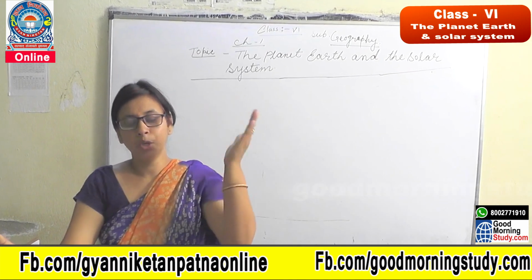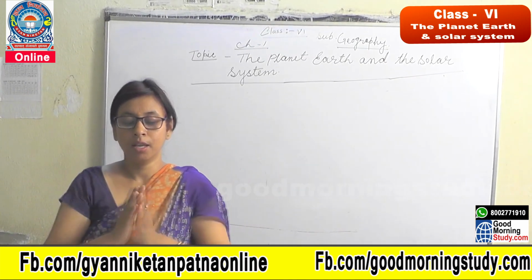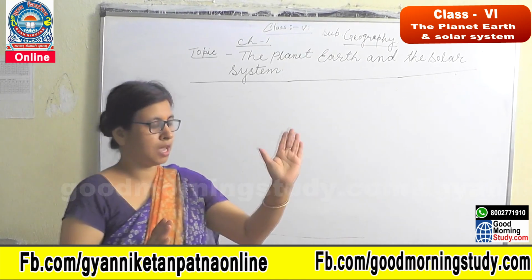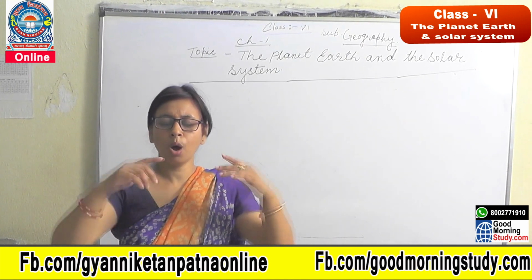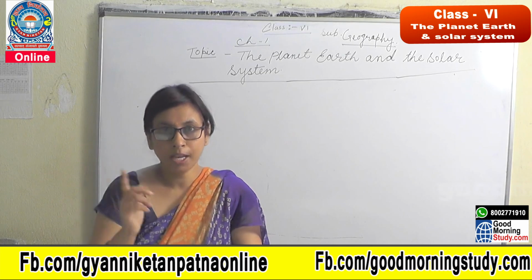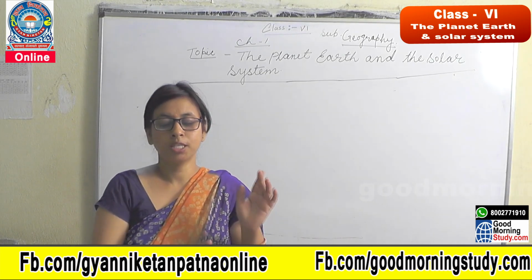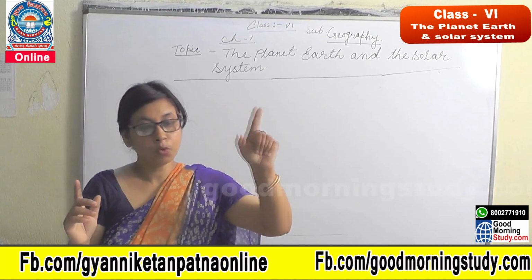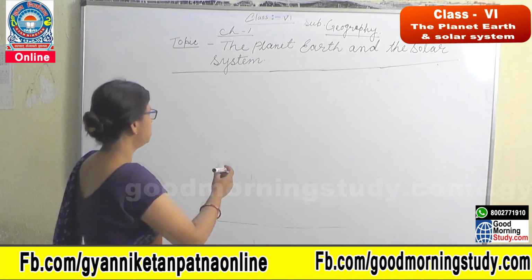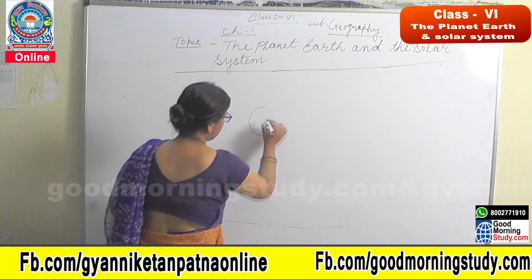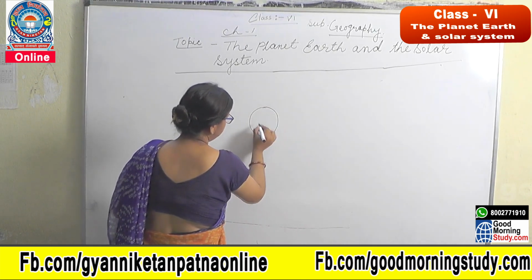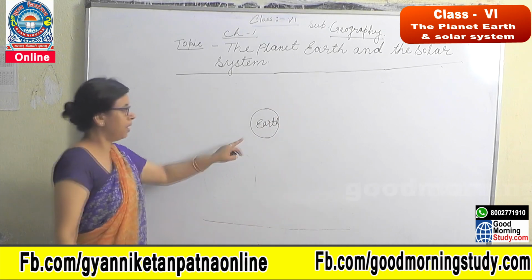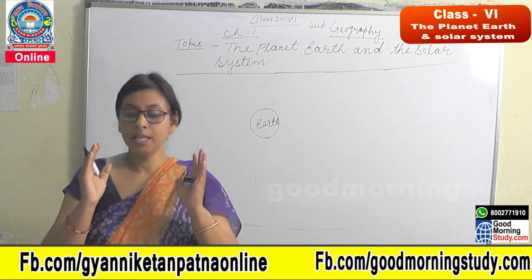What is the ancient theory of the Earth related with the solar system? When we see the ancient time, long ago, it was believed that the Earth was the center of the universe. What was the theory? The Earth was the center of the universe. Suppose that this is the Earth, and at that time people believed that the Earth is the center.